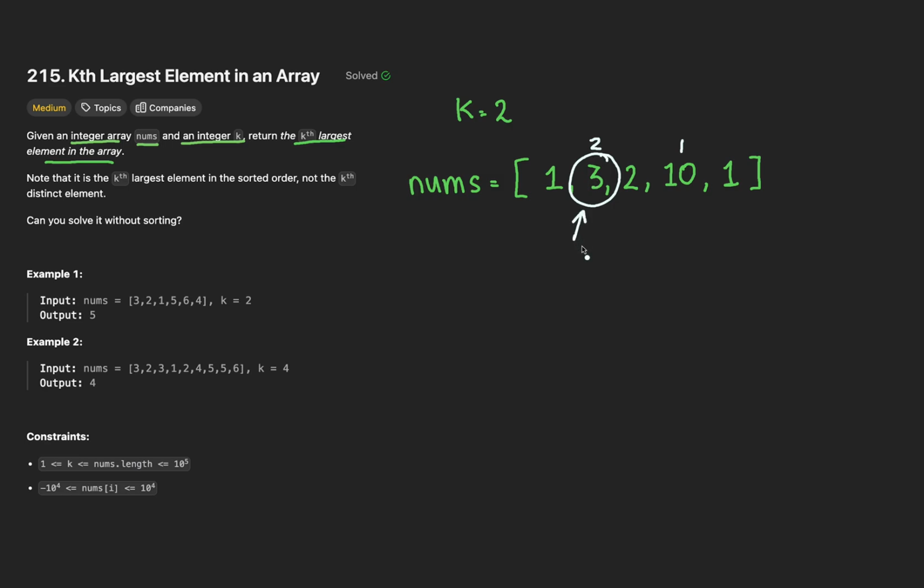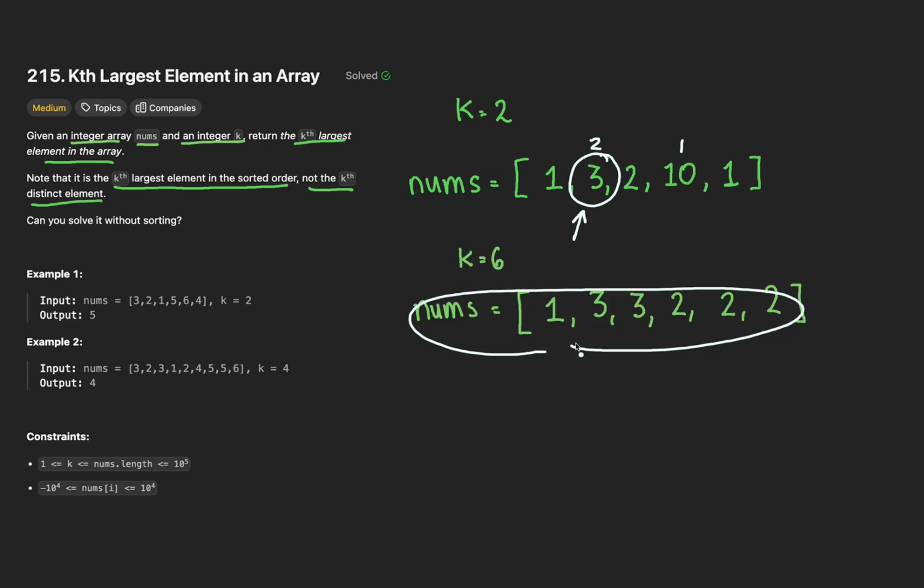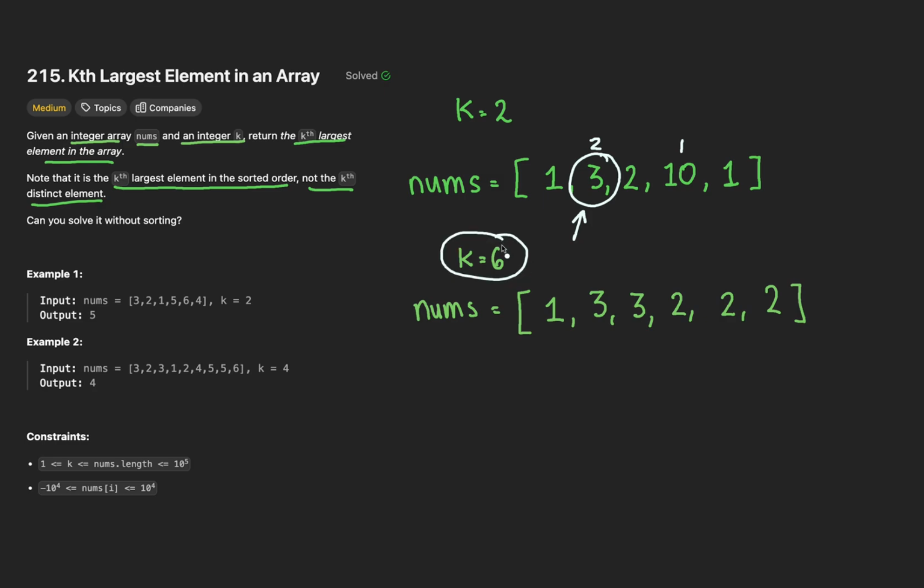A quick note here, the problem description considers the kth largest element in sorted order, not the kth distinct element. What does this mean? Let's look at another example. If we had these numbers and we wanted to find the sixth largest number, then we would count the two 3's as the first and second largest respectively. Yep, it doesn't matter if they're duplicates or not. The three 2's would be considered the third, fourth, and fifth largest. That leaves us with the 1, which is the sixth largest. This is ultimately the answer, and that's what we return.